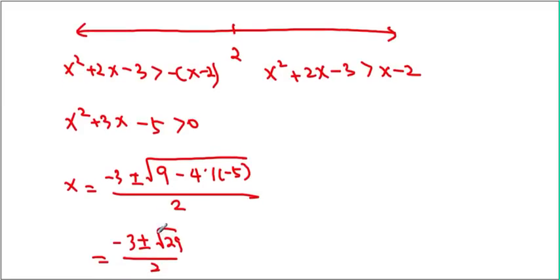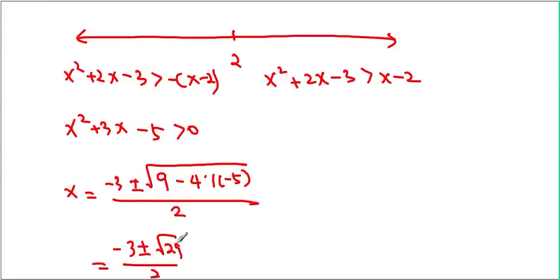And in fact, how about negative 3 plus square root of 29 all over 2? Square root of 29 is a bit more than 5, so negative 3 plus a bit more than 5 would be 2 point something, divided by 2 would be 1 point something. So both of the values are in fact within our domain.